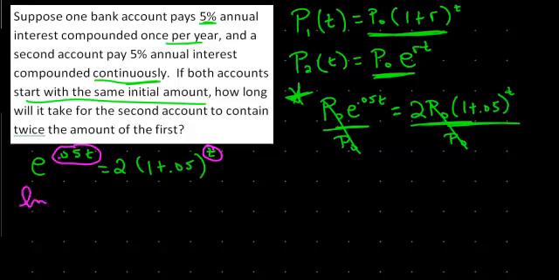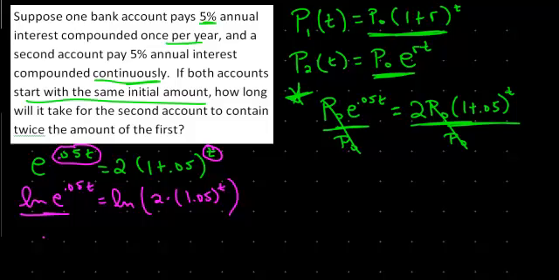You could take log base 2, but you don't have a log base 2 button on your calculator. So take the ln of E to the 0.05 T equals the ln of 2 times 1.05 raised to the T. Remember, we can do anything we want to a math equation as long as we do it to both sides. That is, we can add 2 to both sides, we can subtract 10 from both sides, or we can take the natural logarithm of both sides. So this one is going to pop out the 0.05 T.